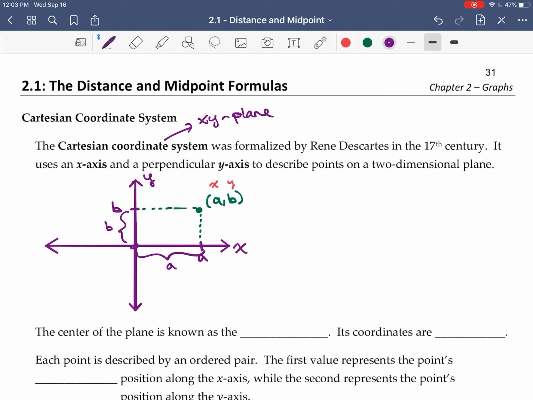The middle of this plane, this spot here, is what we call the origin. That's the center of the plane, and its coordinates are 0, 0. So the coordinates for the other points are telling you how far away you are from this center point. When you're at the center, you're 0 in the x distance and 0 in the y distance, i.e. x equals 0 and y equals 0.